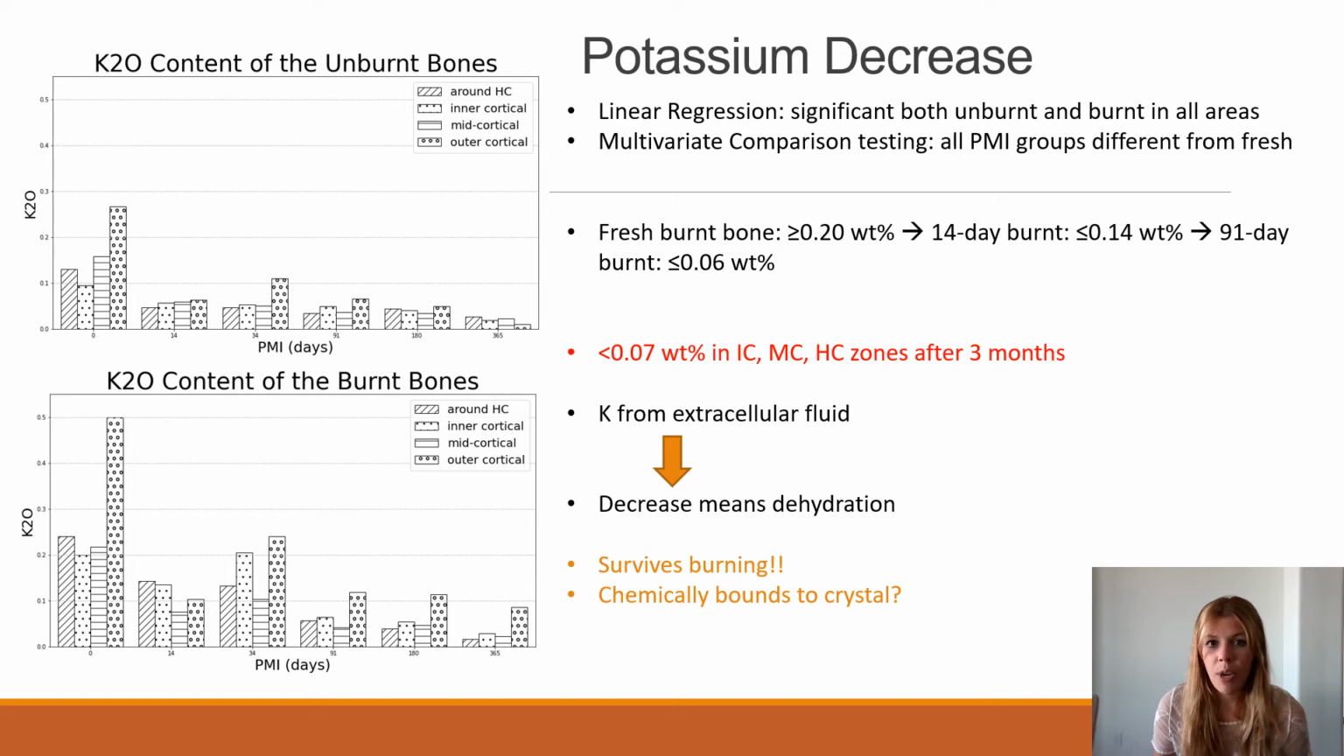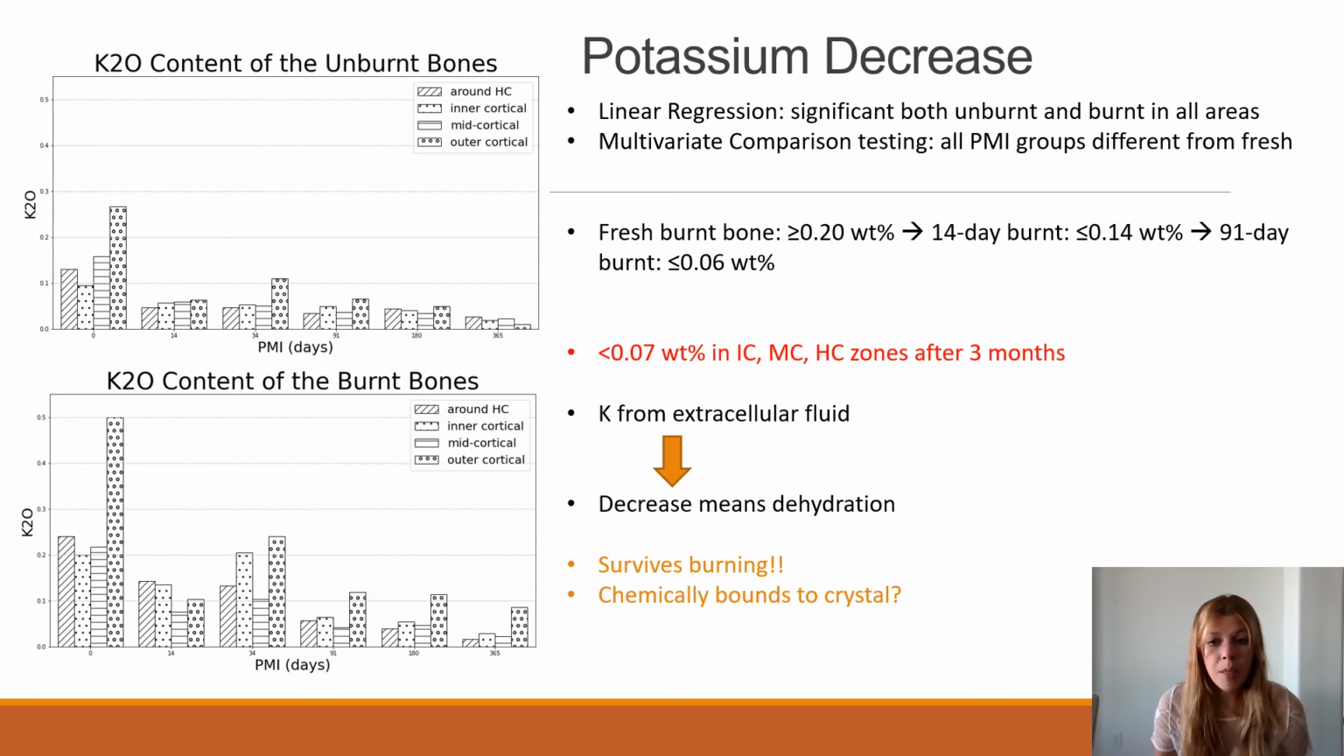There was a rapid decrease of potassium levels after 2 weeks, after which it steadily decreased in both unburnt and burnt bones. After 3 months, the potassium concentration in the inner and mid-cortical areas, as well as around vascular canals, was under 0.06 weight percentage, while slightly higher in the outer cortical zones due to exogenous potassium contamination from the soil.